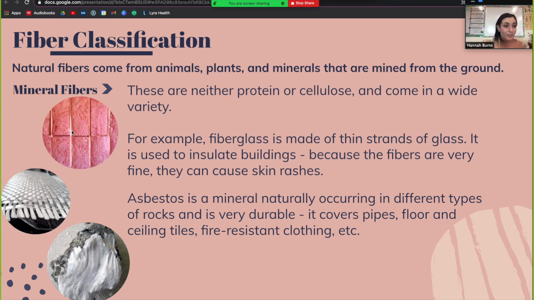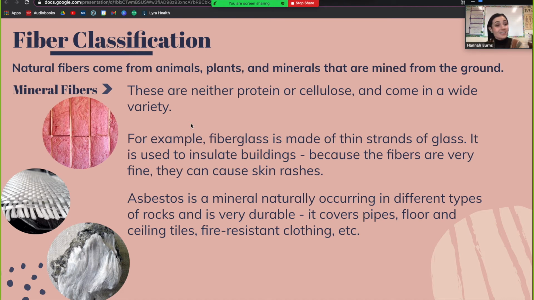Normally it's then covered with drywall, but this is made of really thin strands of glass, and this is a really good insulation, like I had said. And because the fibers are very fine, you want to avoid touching them because they can cause skin rashes. Essentially, you just get a bunch of little tiny splinters.